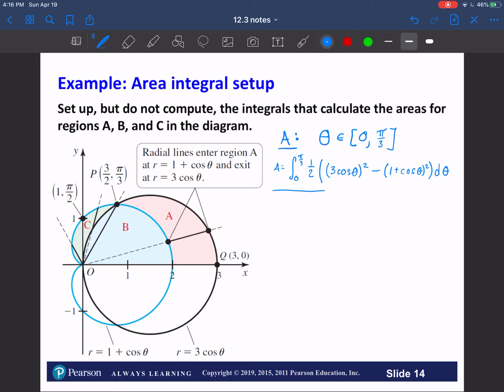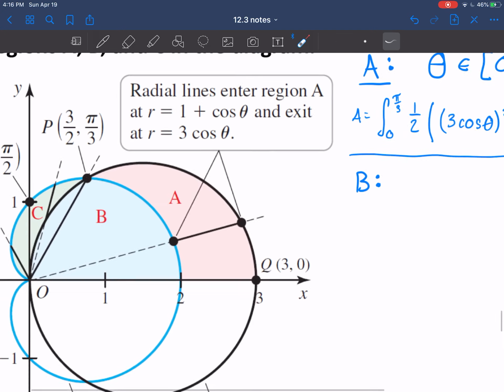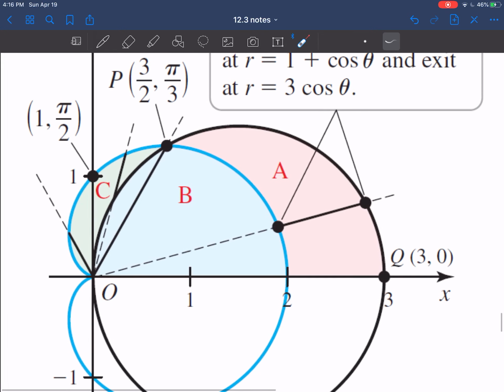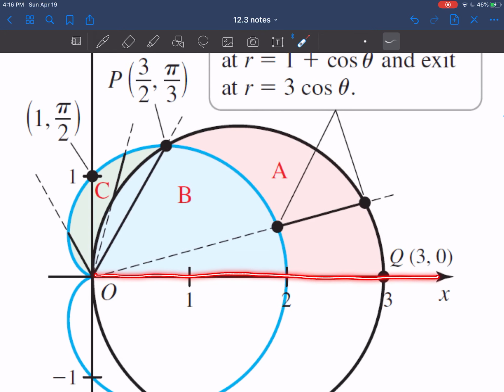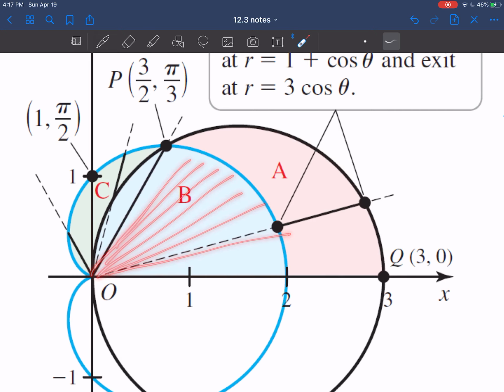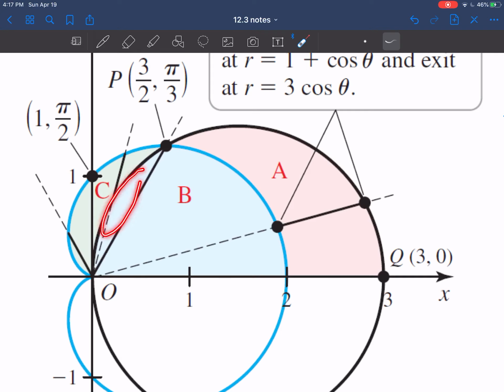So then we're going to consider region B. Region B is a little bit more tricky. First of all, if we take a look at the bounds for theta, you'll notice that this starts at theta equals 0, and then it goes up and up. And then region B also includes this little segment, right? So it's going to go up to here and here, and it actually goes all the way up to theta equals pi over 2. And so the bounds for B will be 0 to pi over 2.